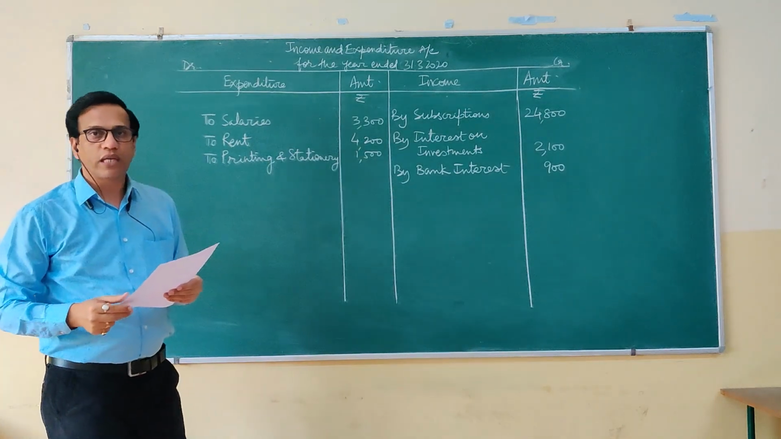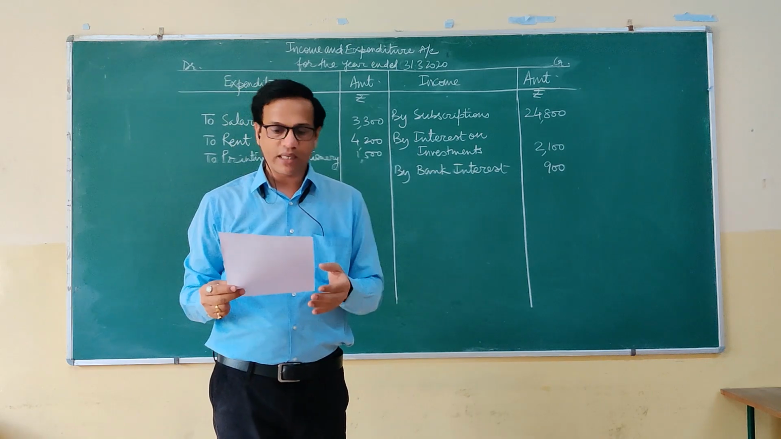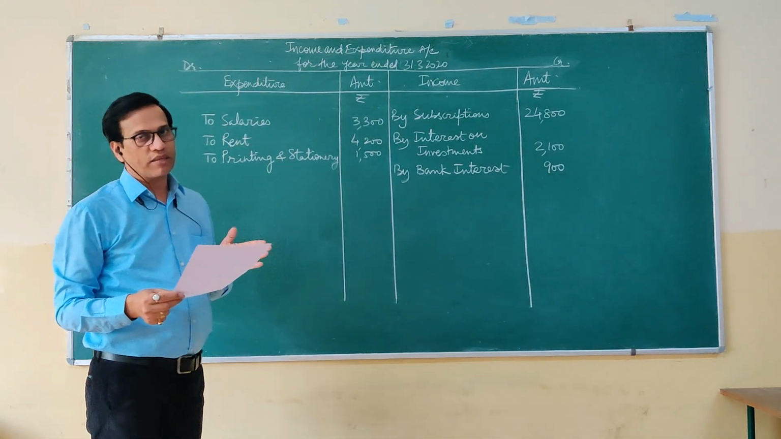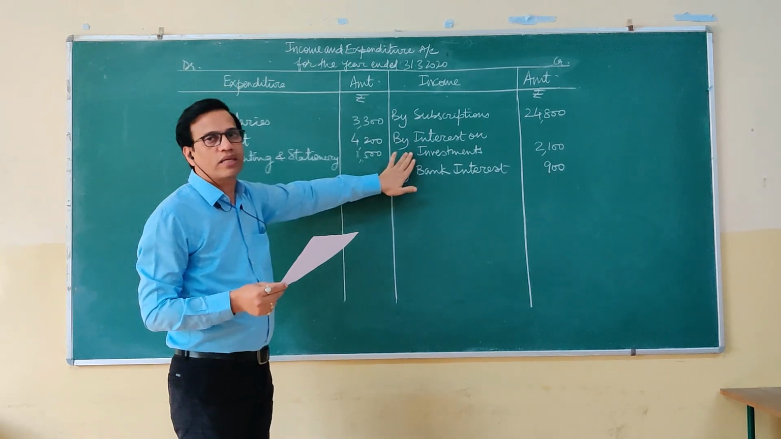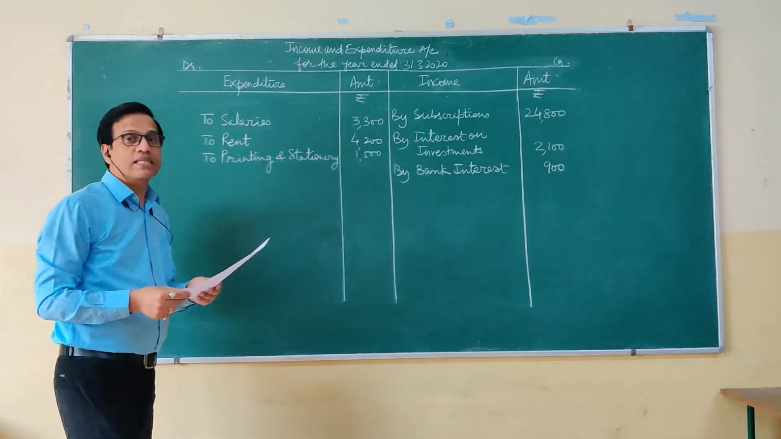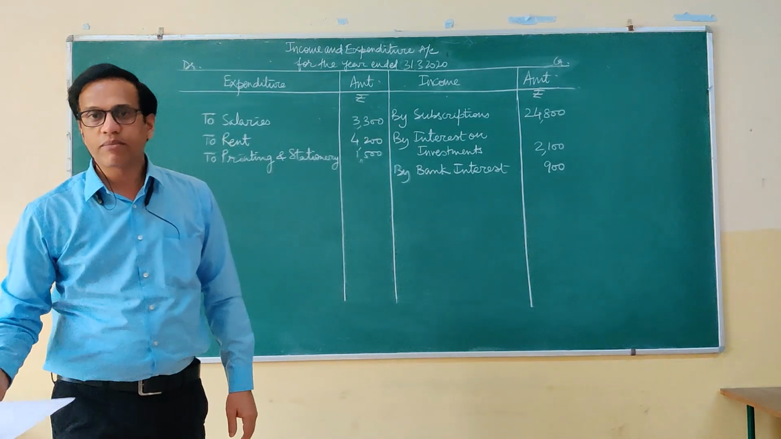Then by investments. Investments have been purchased. They are our assets, so we will not take it here. The interest on these investments given on the debit side of receipts and payments account has already been taken here on the credit side. So this investment we will not take. Then by balance carried down. This is a closing cash balance. This will also not be taken. All the items we have written.